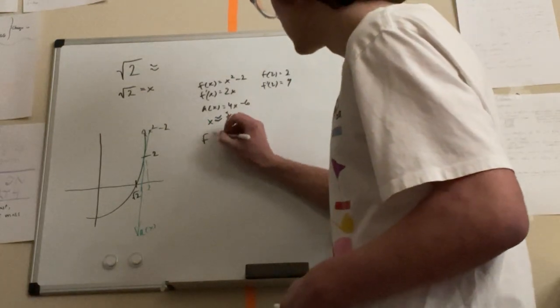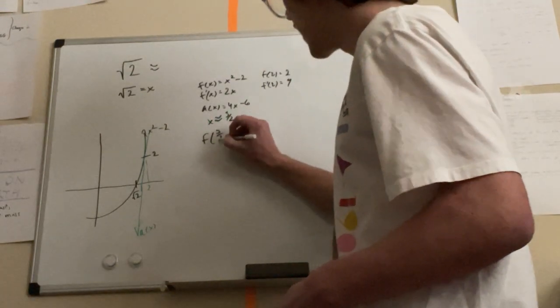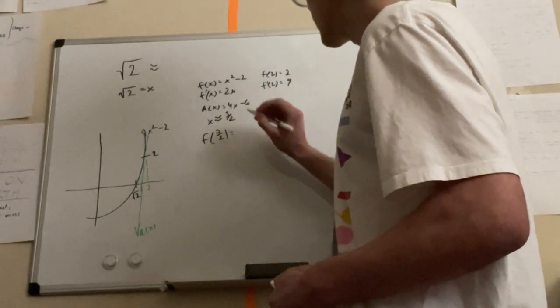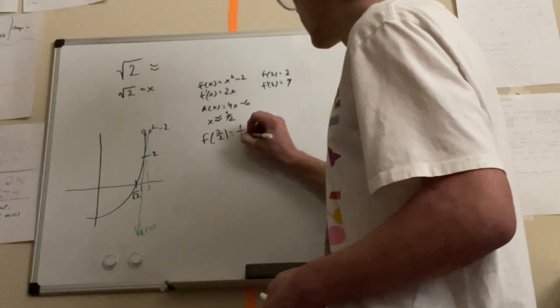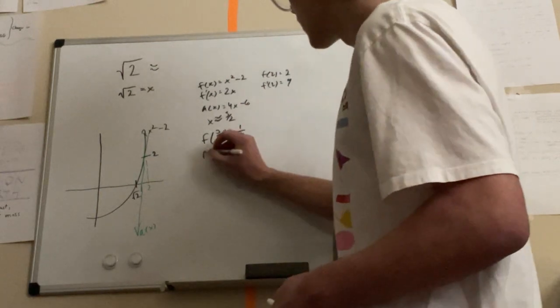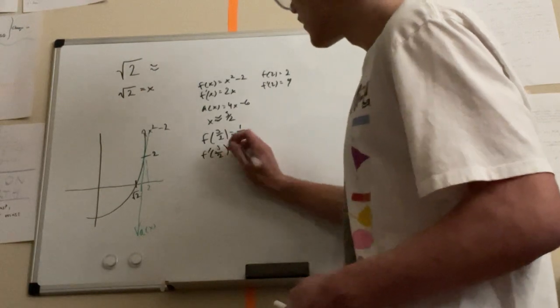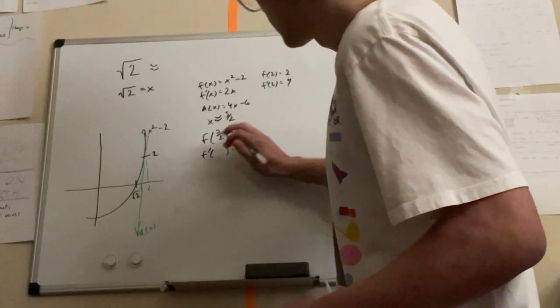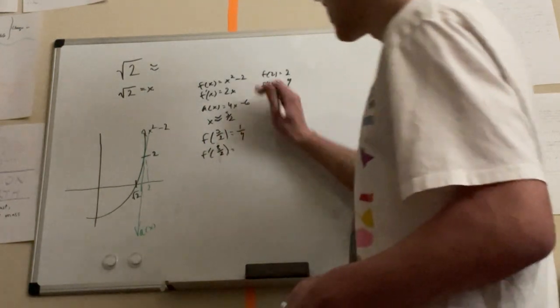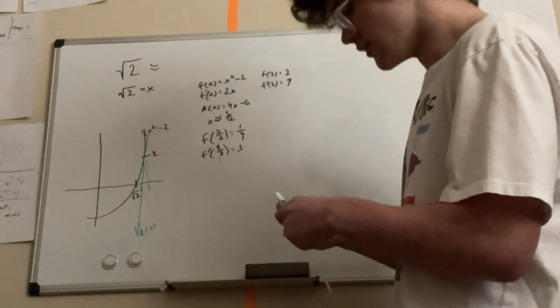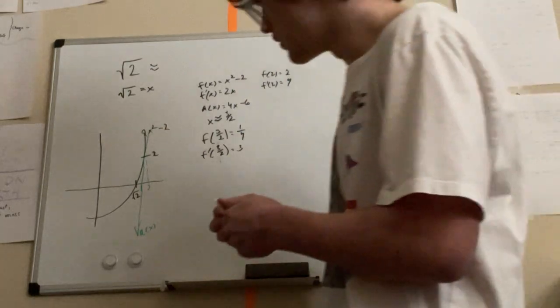Let's plug 3 halves into the function. Then what do we get? We get 9/4 minus 2, which is 1/4. Plug in f prime of 3 halves. Sorry. We get f prime of 3 halves, and we get 3. And then, think about it like this.